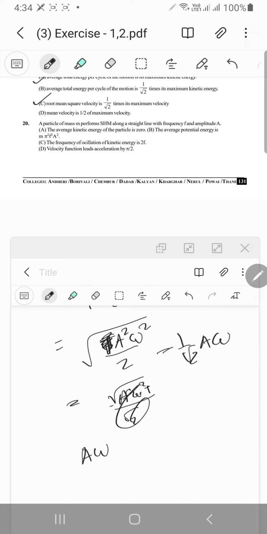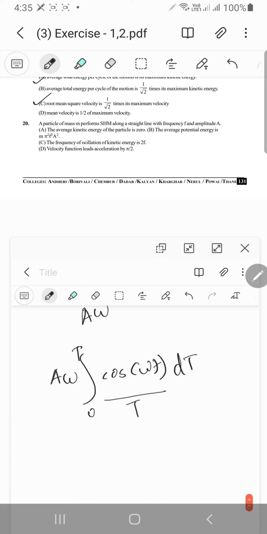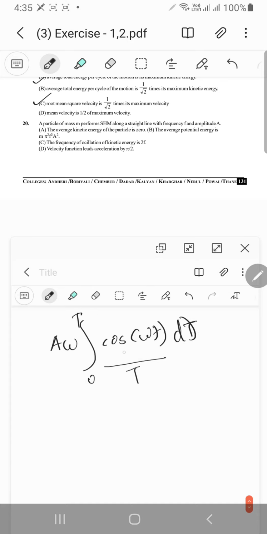Mean velocity is 1 by 2 of maximum velocity. Mean velocity, well, that would be the integral of a omega cosine omega t from 0 to capital T dt upon capital T. So this will just be a omega, sine of omega t going from 0 to capital T, upon T.